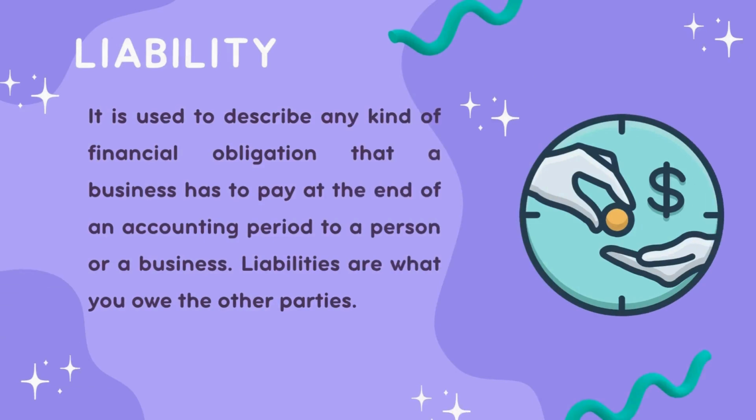What is liability? Liability is used to describe any kind of financial obligation that a business has to pay at the end of an accounting period to a person or a business. Liabilities are what you owe the other parties.